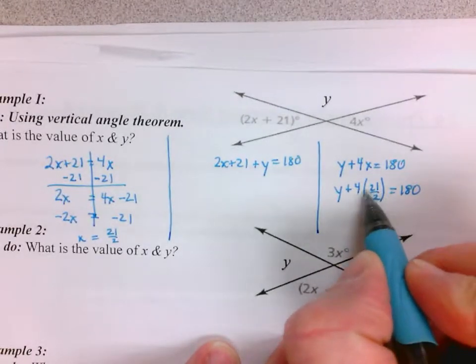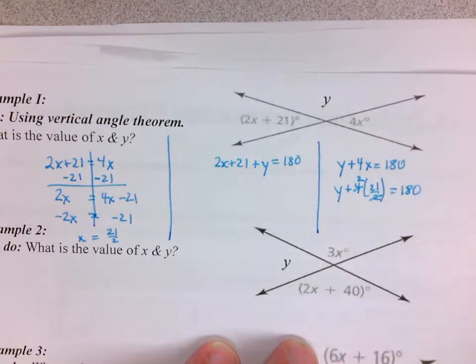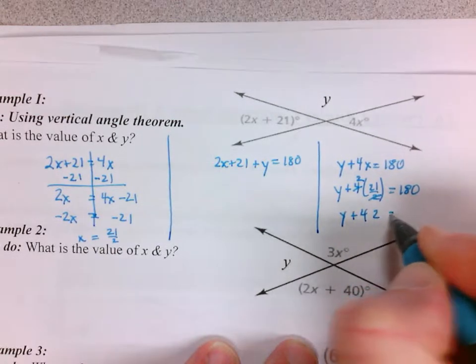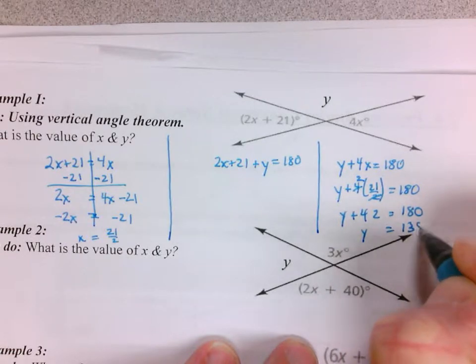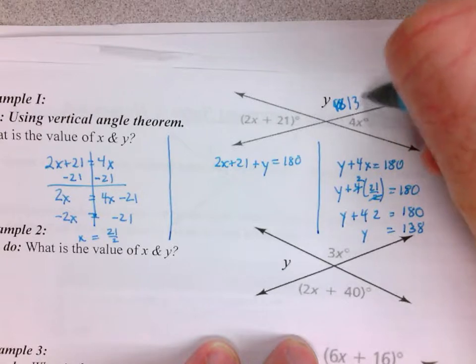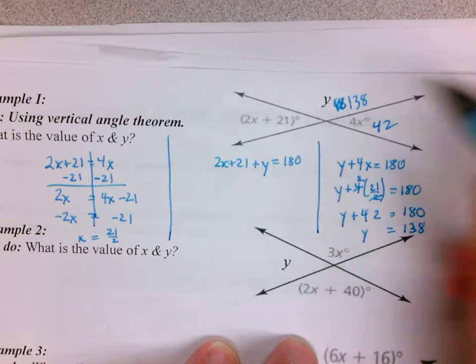21 over 2 times 4. 21 over 2 is 10.5, but I also know that this 2 cancels out here. Gives me 42. So I have y plus 42 equals 180. Subtract and get y equals 138. So 138 and 42, those add up to 180.